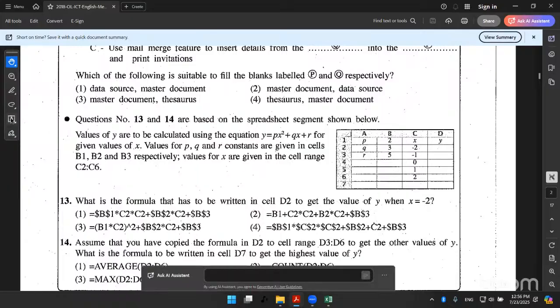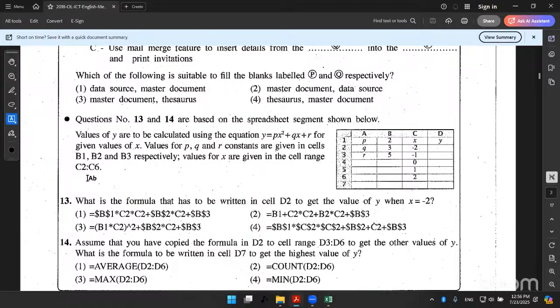So what will be the equation? The equation should be P x to the power 2. That means P is B1, no? B1 is P, multiplied by x to the power 2. Okay, x to the power 2. So this one should be multiplied by x, which means C2. Here x is C2, C2.